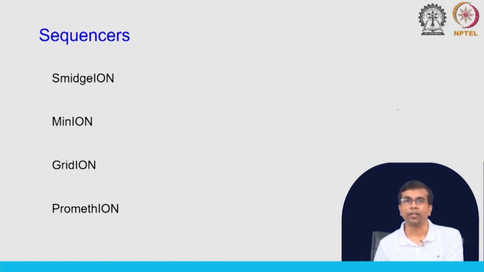These are some of the sequencers that are available. Again, these are based on different throughput levels. The principle of sequencing is the same. The first one is called SmidgION. It is a very small sequencer. You can connect it to your smartphone, do the sequencing and get the data on your smartphone. Then you have these sorted according to throughput: you have MinION, you have GridION and PromethION.